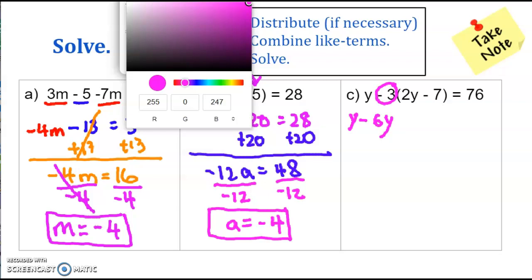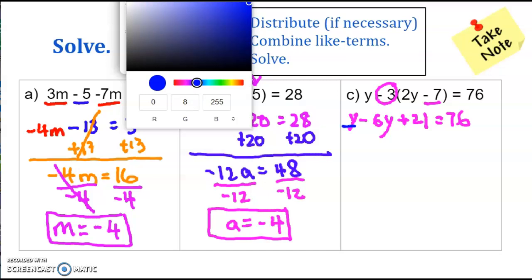To that, you're multiplying y. And then negative 3 is being multiplied to not just 7, but to negative 7. Negative 3 times negative 7 is actually positive 21. Okay, so is equal to 76. Okay, now you should be looking at the left-hand side. Can I simplify the left-hand side anymore? Yes, because I see like terms that I can combine.